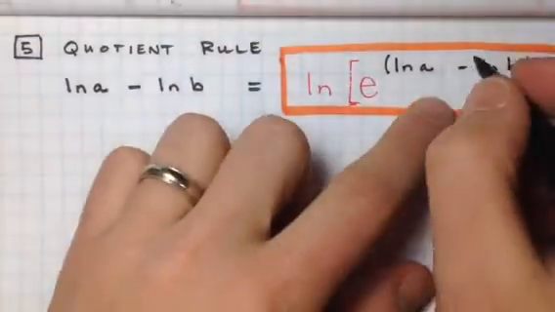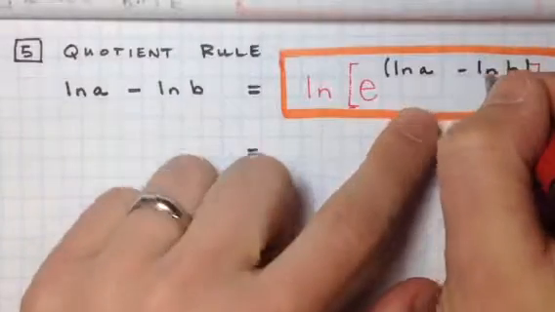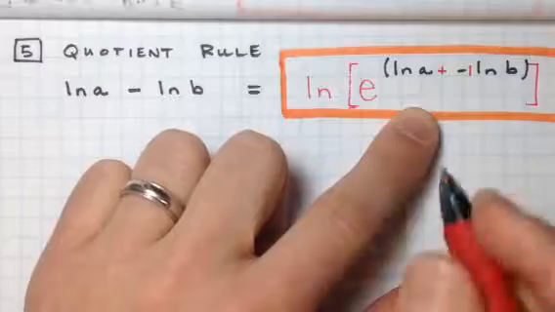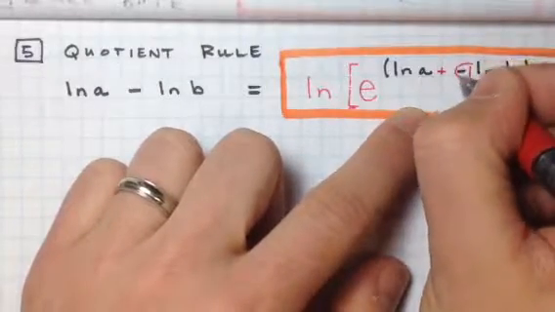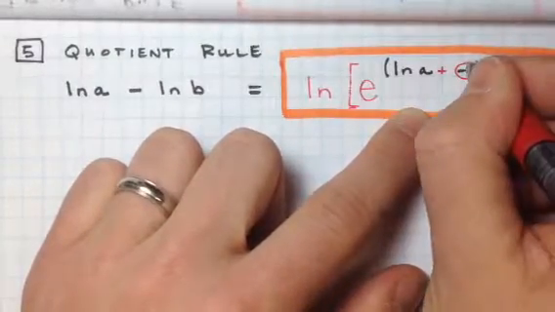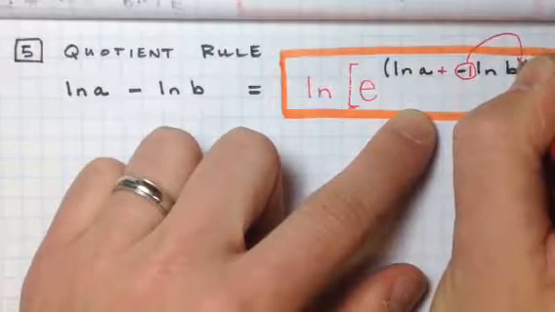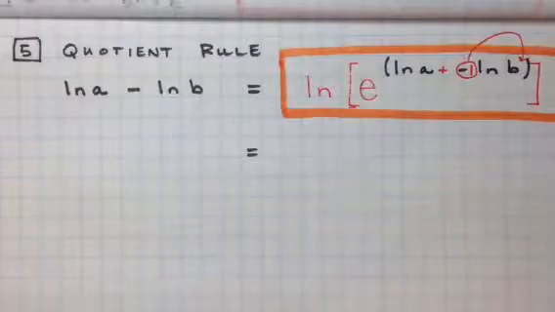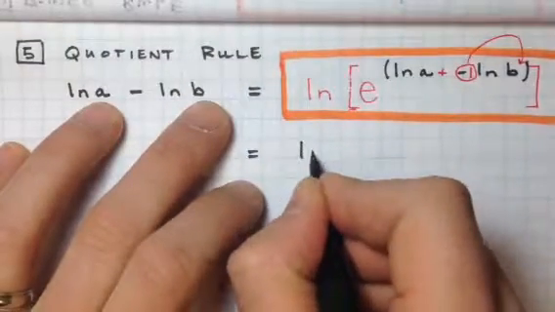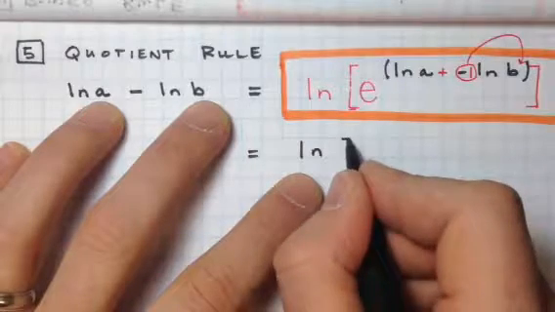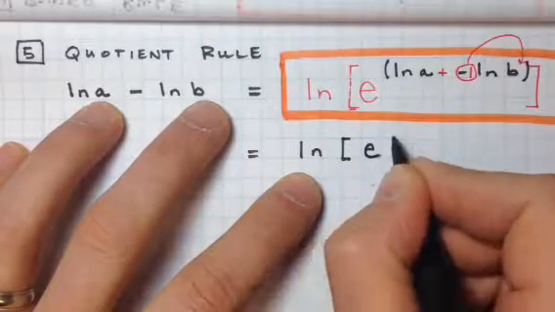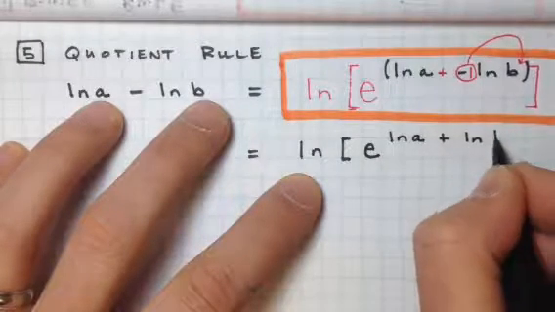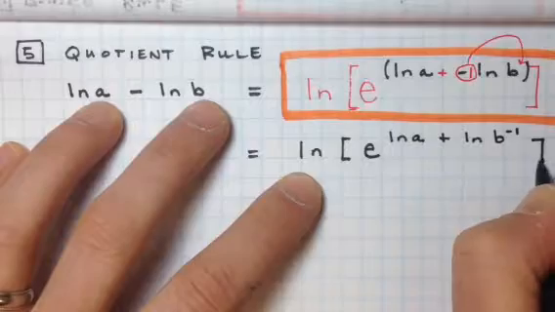So, the first thing I'm going to do is note that this minus is really a -1 and there's an addition right here. And so we've got this -1 as a coefficient to the b. And if we wanted to, we could stick that right into the exponent using the power rule of logarithms. So let's rewrite this as natural log of e to the natural log a plus natural log b to the -1.